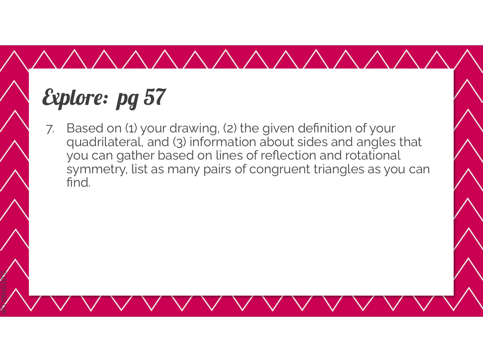All right, number 7. Based on 1, your drawing, 2, the given information, your quadrilateral, and 3, information about sides and angles that you can gather based on the lines of reflection and rotational symmetry, list as many pairs of congruent triangles as you can find. So kind of like what I did before with my rhombus, you're going to do the same thing with number 7. So go ahead and pause, do that, and then come back to me.